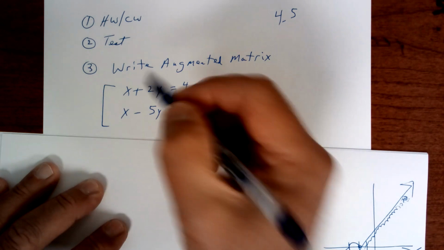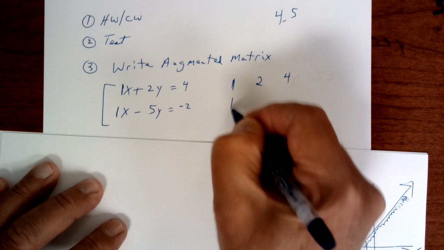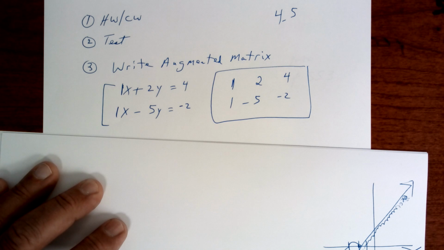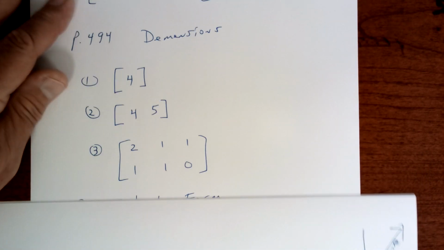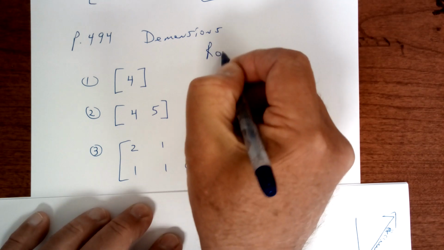So this is going to be 1, 2, and 4. 1, -5, and -2. This is called an augmented matrix. Okay? Dimensions. Copy this down right here. Okay, so dimensions go by rows and columns. Write that down. Rows and columns.